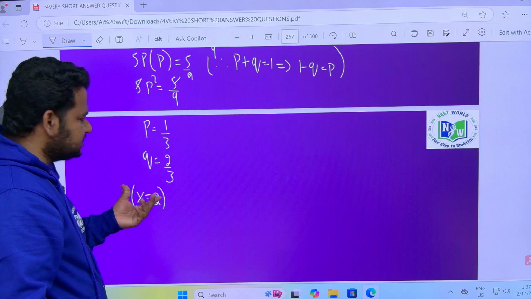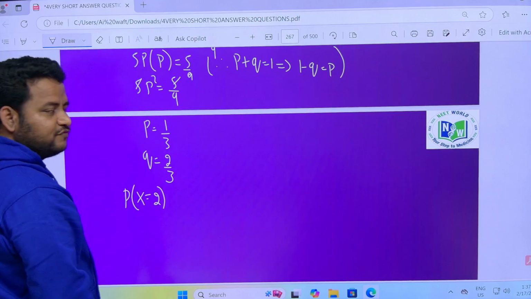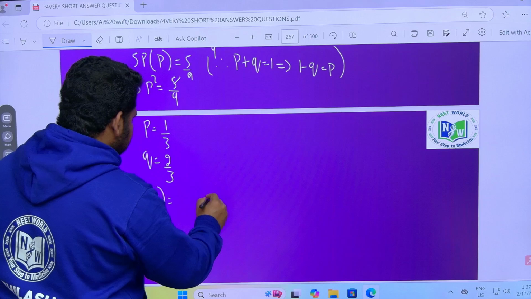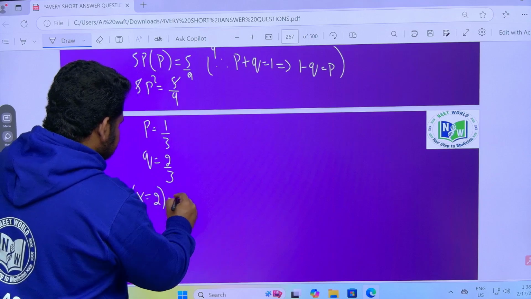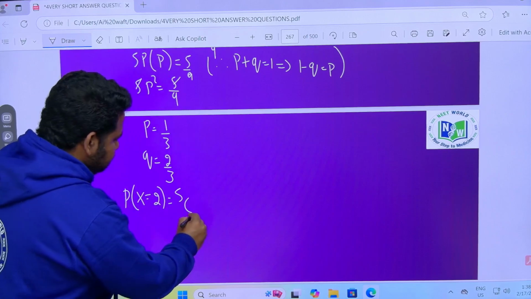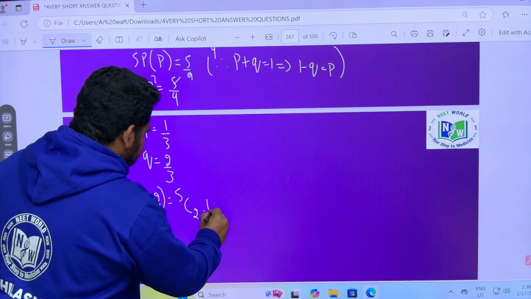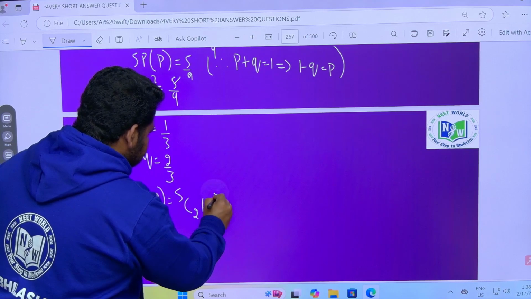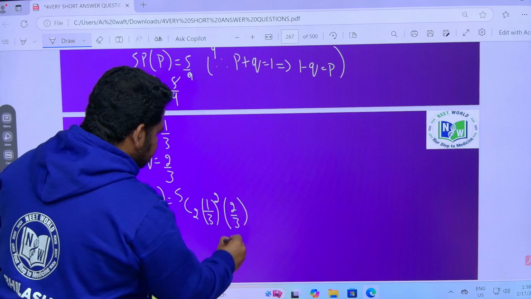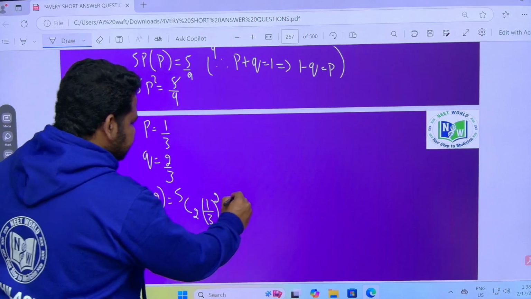2 successes means P of X is equal to 2, out of conducting 5 times. So that is equal to N C K, where N is 5 and K is 2. P is 1 by 3, to the power of K, which is 2. And Q is 2 by 3, to the power of N minus K. N minus K is 5 minus 2, that is 3.